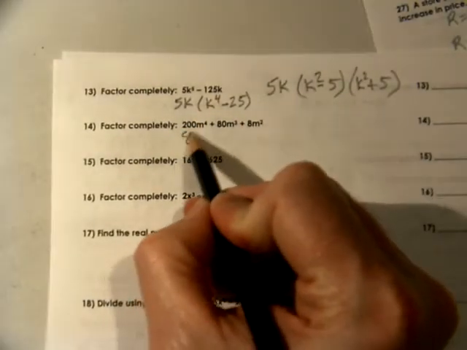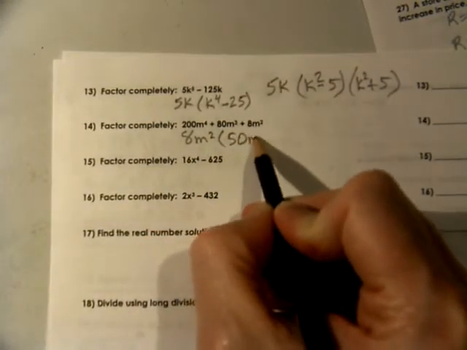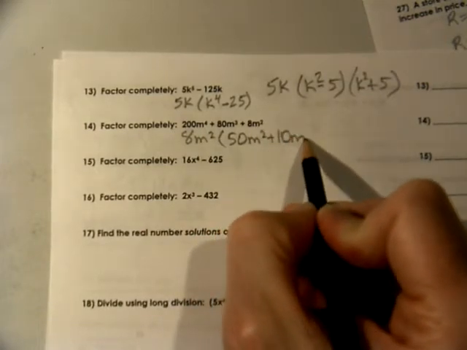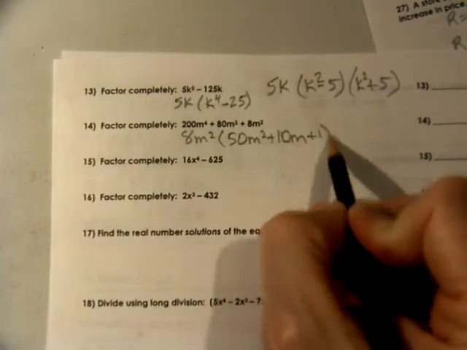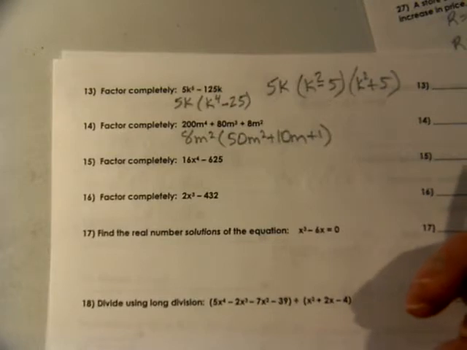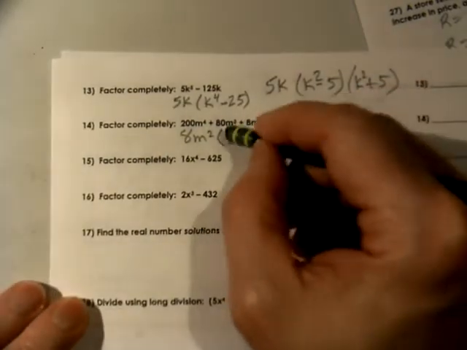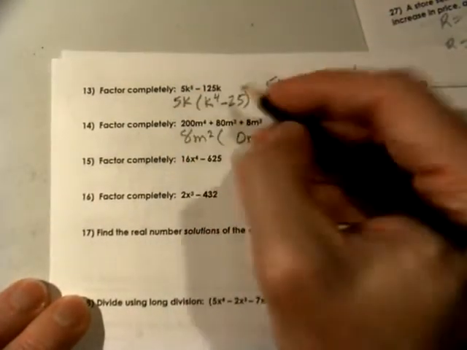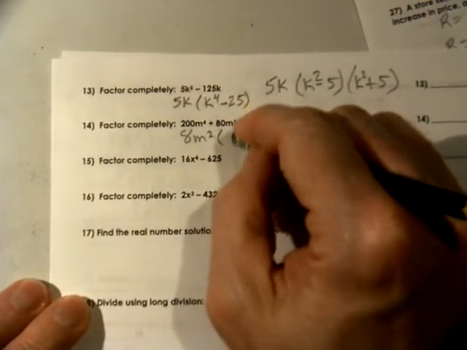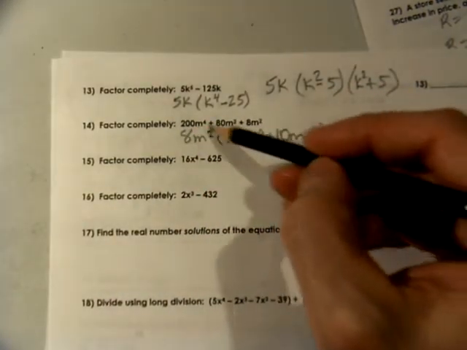Here we seem to have another GCF, so that would leave us with 50m squared plus 10m plus 1. And I don't see that as factorable. Actually, this isn't 50, because if it was 50, 8 times 50 is 400. This is 25. That makes 200.